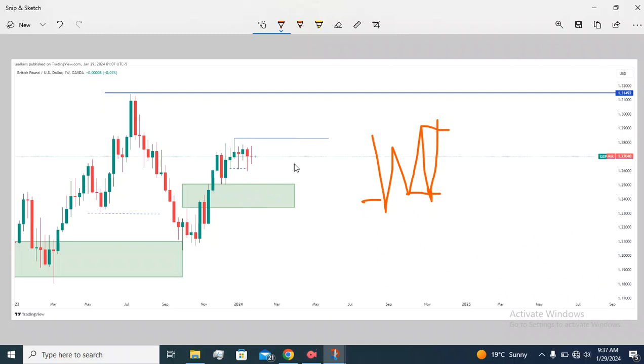So let's drop down on the lower time frame and see where the market is. Let's see a simplified picture of the market.